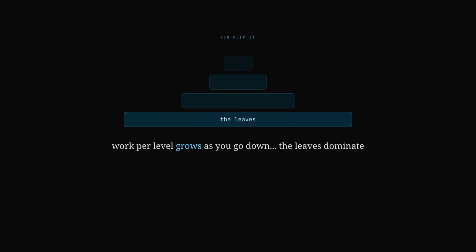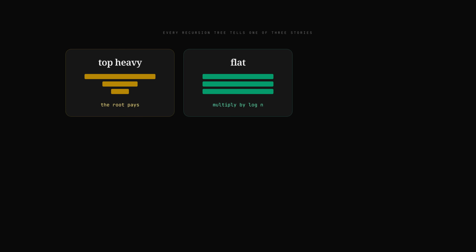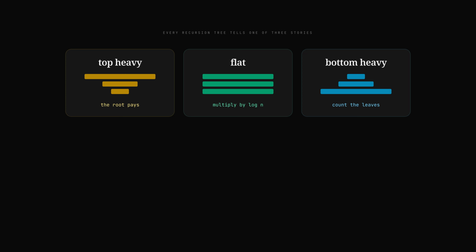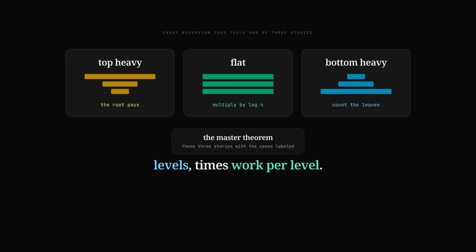Now flip it. If the work per level grows as you go down, the leaves dominate, and the total is just count the leaves. So every recursion tree tells one of three stories. Top-heavy, the root pays. Flat, multiply by log n. Bottom-heavy, count the leaves. There is a formula that mechanizes this. It's called the master theorem, and it is honest reference material. Look it up when you meet a recurrence in the wild. But it is exactly these three stories with the cases labeled. Levels times work per level. That one move prices nearly everything in this course.